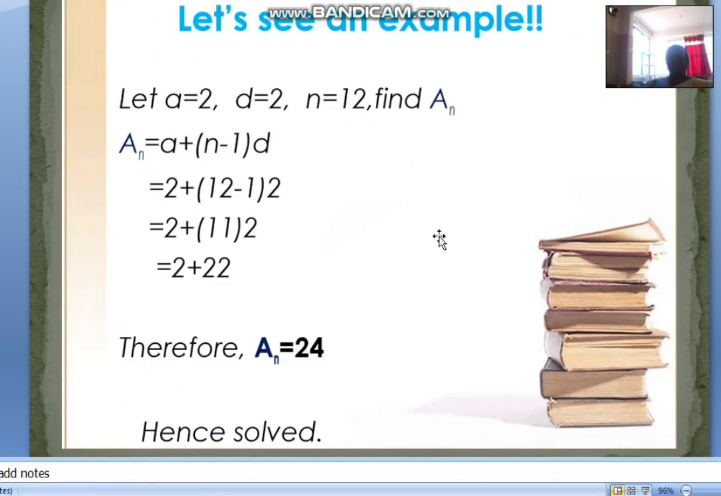Next, let us see another example. Let a is equal to 2, d is equal to 2, n is equal to 12, find an. So an is equal to a plus n minus 1 into d: a value 2, n value 12 minus 1, into d value 2. So 2 plus, 12 minus 1 is 11, 11 into 2 is 22, 2 plus 22 is 24. So the nth term, that is a12, is 24. So this is the example for the nth term.